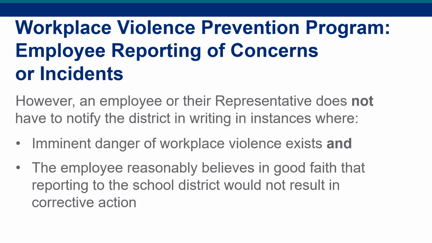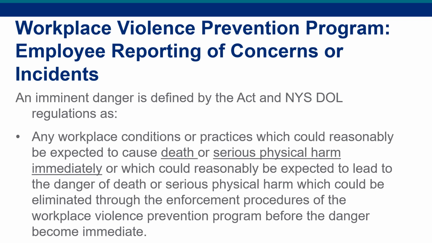However, an employee or their representative does not have to notify the district in writing in instances where there is an imminent danger of workplace violence and the employee believes in good faith their reporting to the school district would not result in any corrective action. What is imminent danger? An imminent danger is defined by the New York State Department of Labor as any workplace condition or practice that would reasonably be expected to cause death or serious physical harm immediately, or which could be expected to lead to the danger of death or serious physical harm, which could be eliminated through the enforcement procedures of the Workplace Violence Prevention Program before that danger becomes immediate.